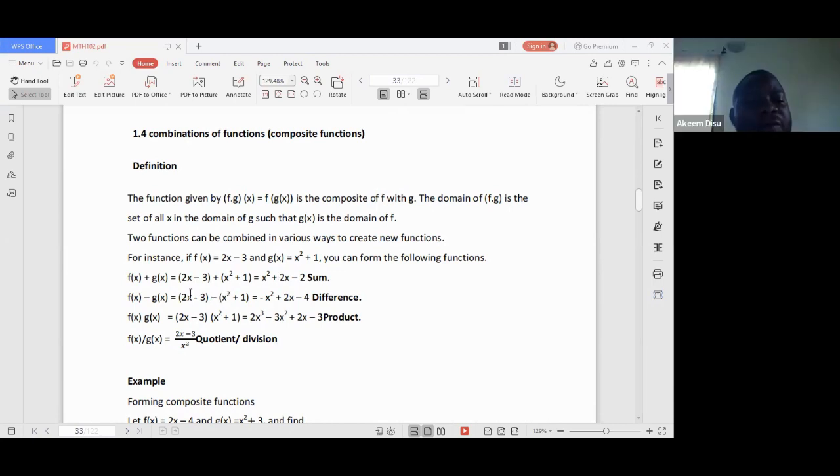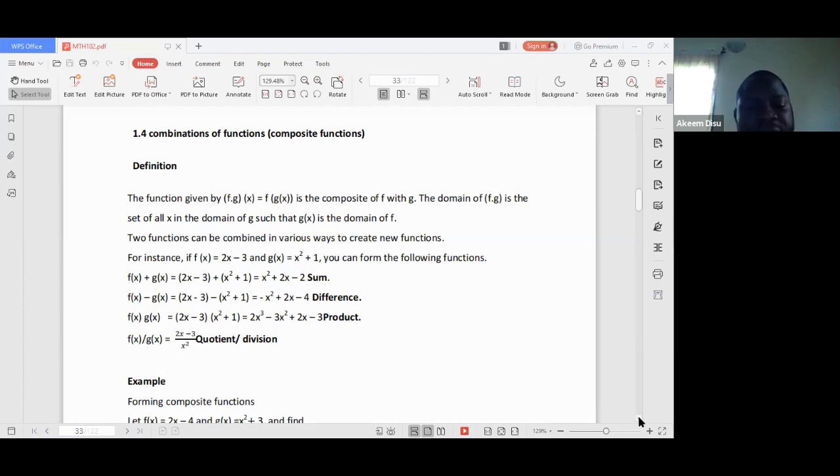Yes. We have F of X plus G of X. When we add this, we call it the sum of functions, and we get a new function. Then we have F of X minus G of X, which gives another function. This one, F of X times G of X, the dot product, we call the product of functions. And the last one we have is what we call the quotient of functions.